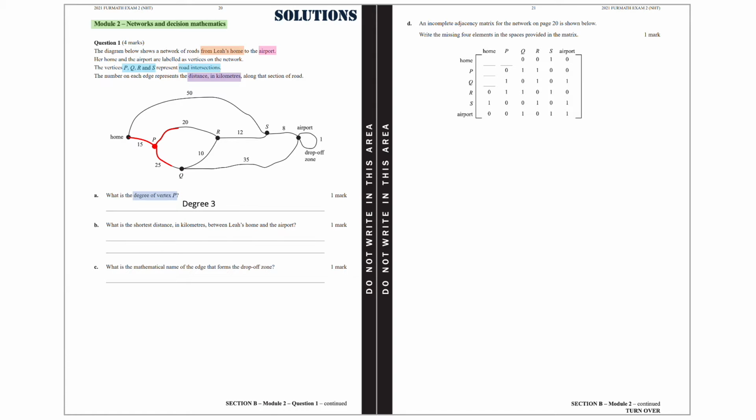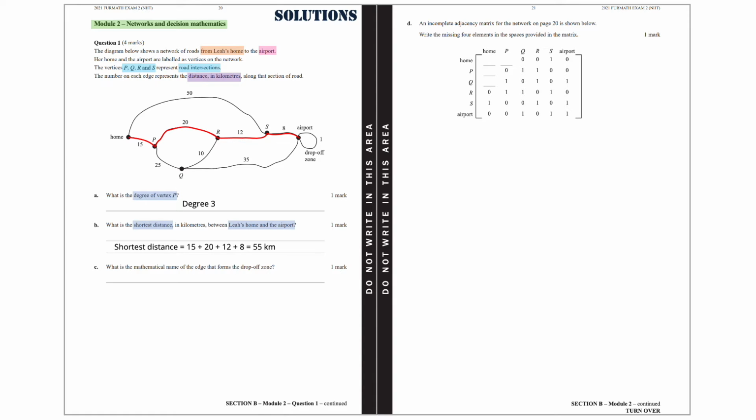Part B. What is the shortest distance in kilometers between Leah's home and the airport? By inspection, the shortest distance is from home to P to R to S and to the airport. That is 15 plus 20 plus 12 plus 8 equals 55 kilometers.